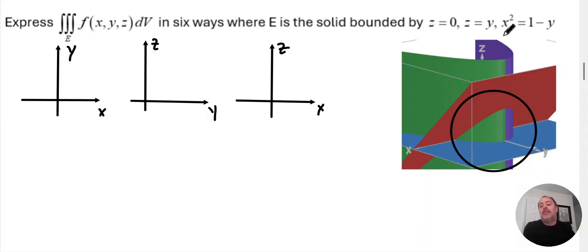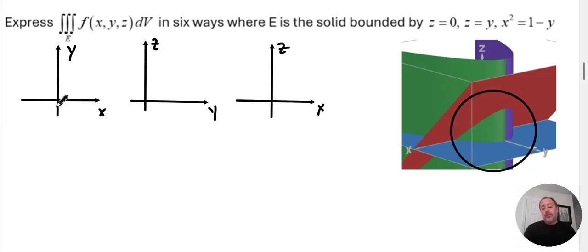And then we have the planes x equals the positive square root of 1 minus y, and x equals the negative square root of 1 minus y, which are our green and our purple planes. So in order for us to set up 6 different integrals to get this region, which you guys will see here, we have circled it right here. It's this little region right here.